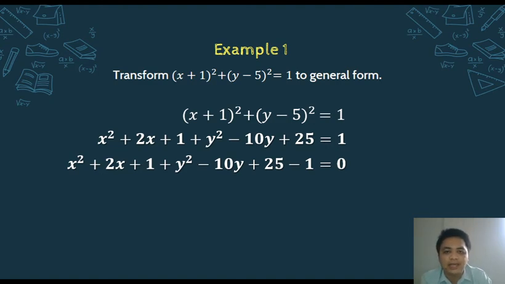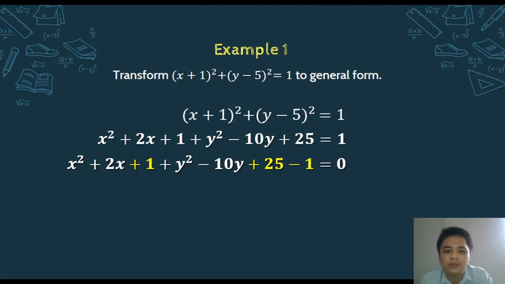Next step is to combine all like terms. At kung i-observe mo, wala naman ibang like terms dyan, kundi ang constant terms. Di ba? Ito lang yung pwede mong makombine. Yung 1, yung 25, at yung negative 1. So ngayon, pag pinagsama, 1 plus 25, that's 26, minus 1, that's 25.